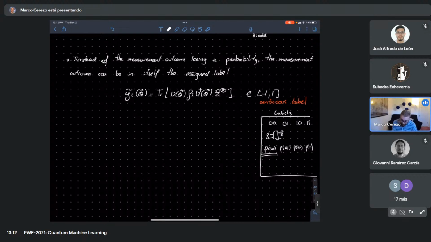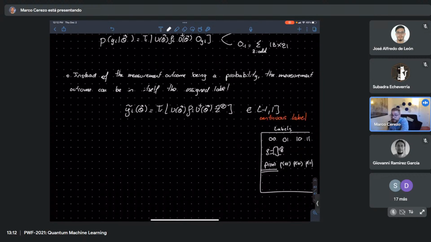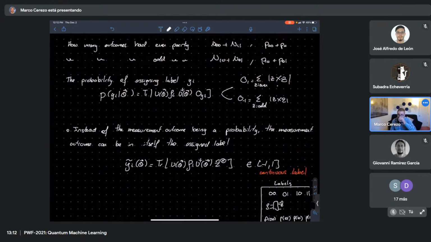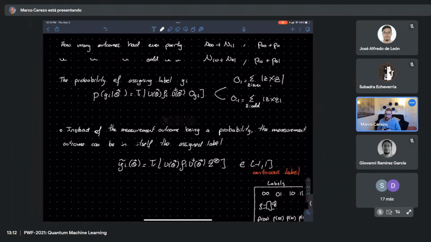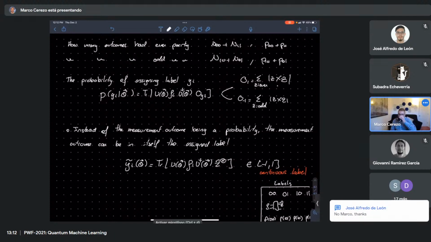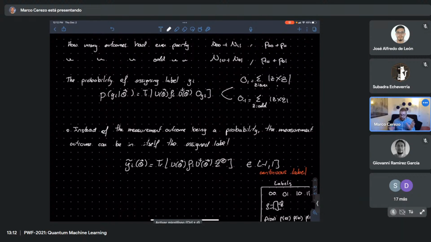So going back to the original problem, and by the way, are there any other questions up to this point for people that are here? Okay, fantastic. So as we said, we now have 2 ways. We have one way, which was trying to get a probability of assigning a label given our set of parameters, and we have the measurement outcome being a label in itself.